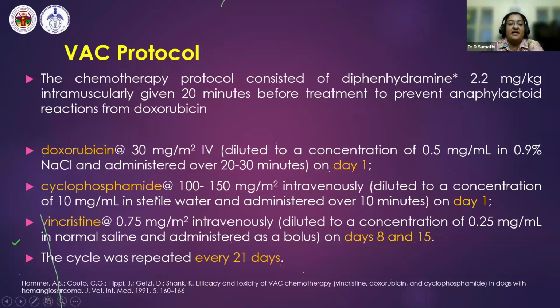Again, cyclophosphamide at a dose of 100 to 150 milligram per meter squared intravenously, diluted at a concentration of 10 milligram per ml in sterile water, is administered over a period of 10 minutes on day 1. So doxorubicin and cyclophosphamide are used on day 1. Vincristine is used at a dose of 0.75 milligram per meter squared intravenously at a concentration of 0.25 milligram per ml in normal saline. It is administered as a bolus on day 8 and day 15. The cycle is repeated every 21 days.